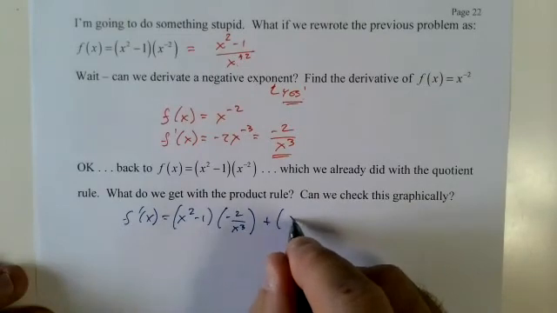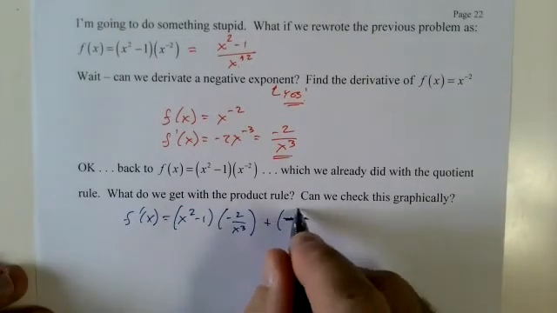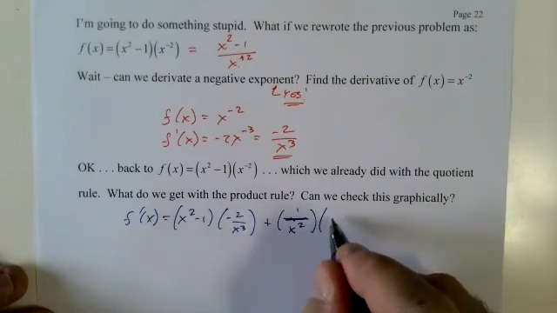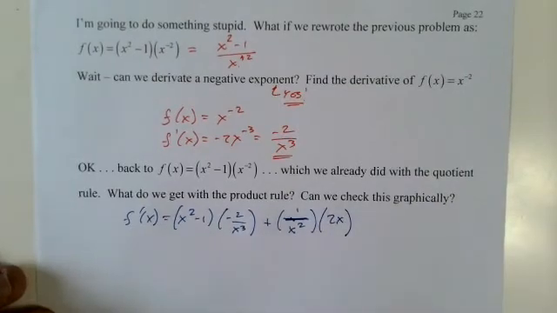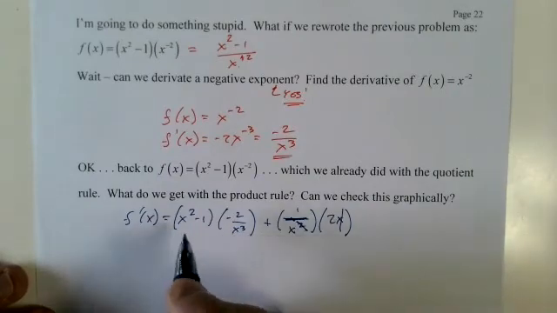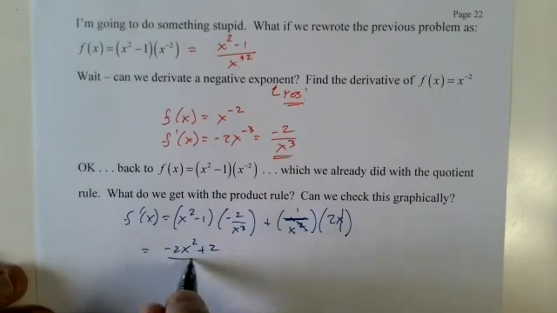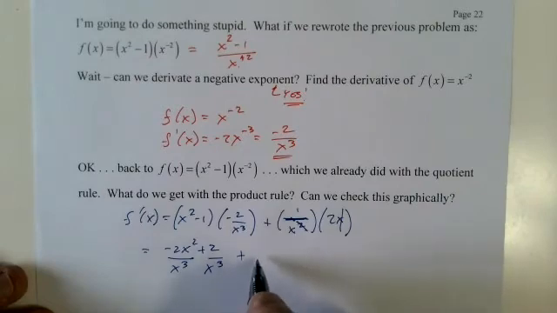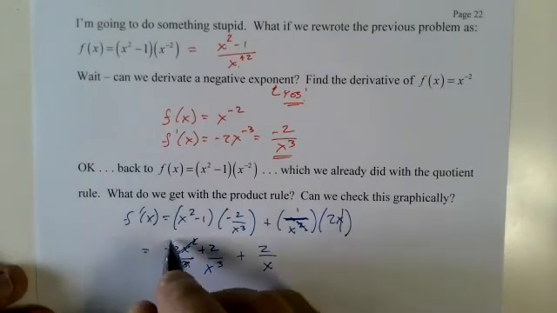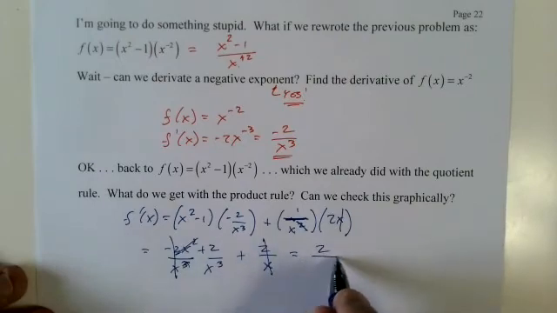Leave it. I'm going to put it on the bottom, times derivative 2x. Well, that ain't what I saw on the previous page, so I don't know what's going on. I could cancel this and distribute that. Equals negative 2x squared plus 2 x to the third plus 2 over x. Cancel, negative 2 over x plus 2 over x, cancel, 2 over x to the third.